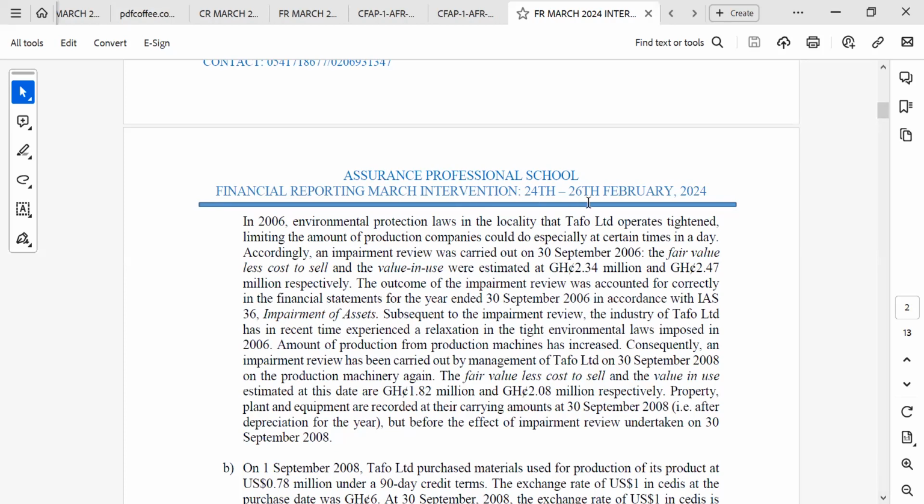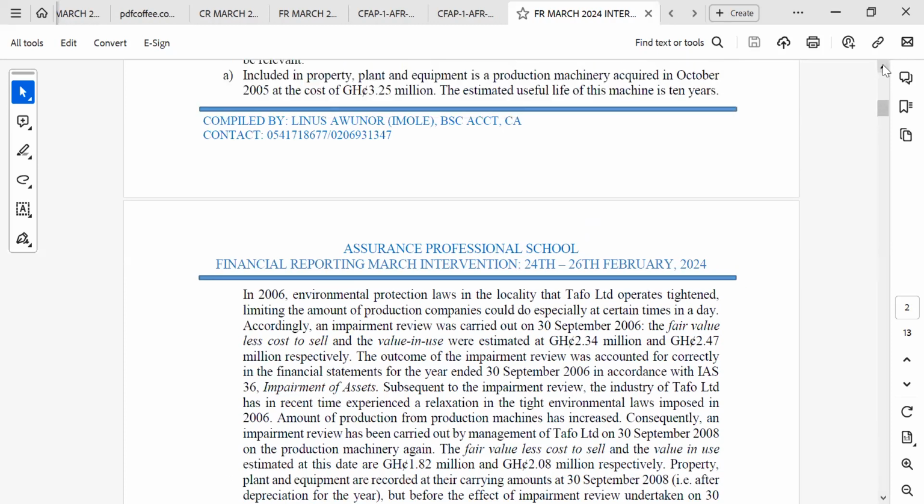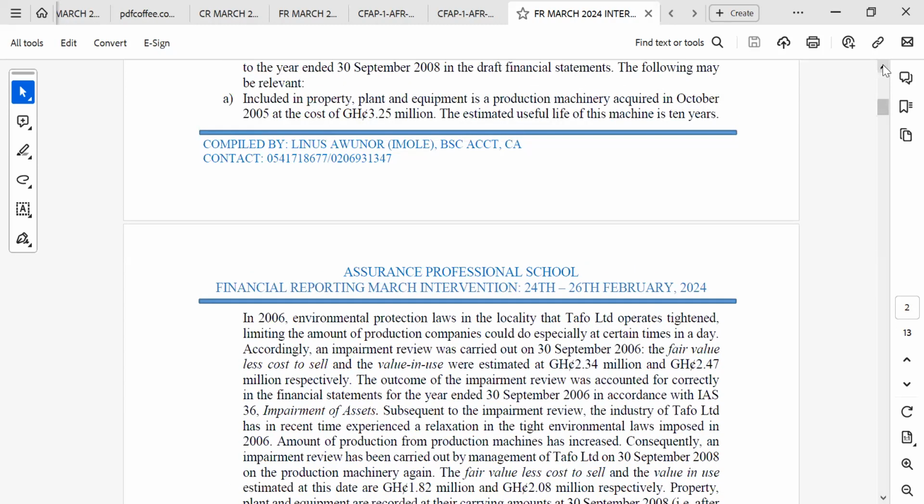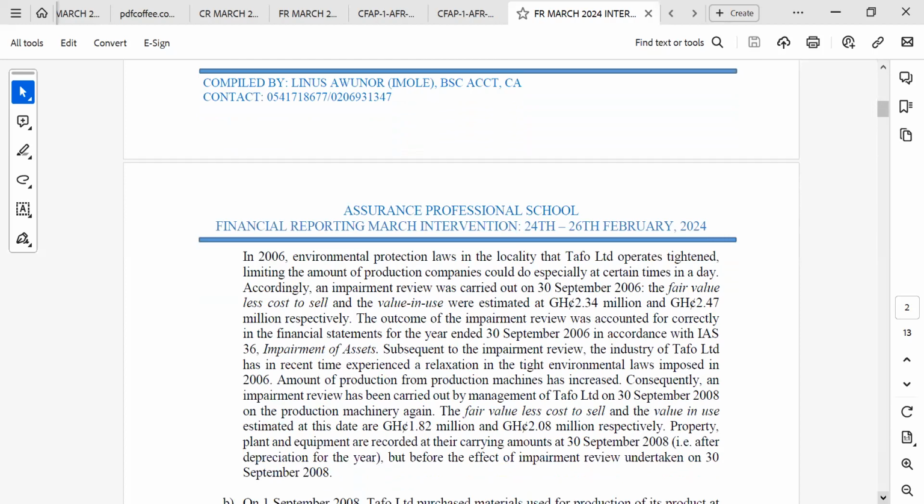Which standard is this? Please, I'm looking at A. Yeah, which standard is this one? IAS 36 and PPE combined. Okay.